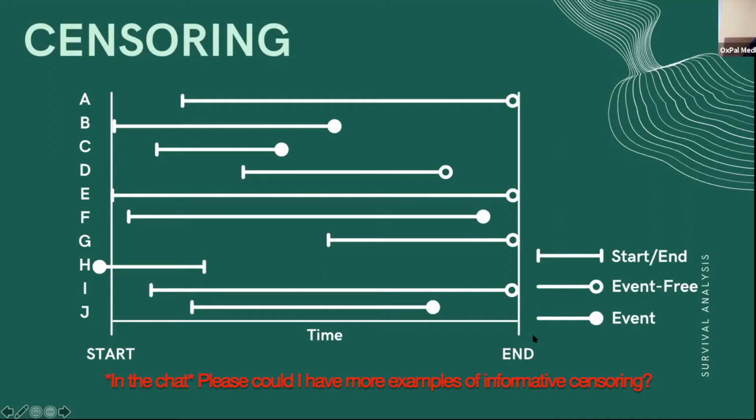Informative censoring. Those are the most common examples that we encounter. Either the patient is too sick or too well, because those are factors that affect the probability of them being censored. I can't think of one right now, and I can message you later on with a more concrete example. But I think we need to push on, unless there are other questions on censoring.